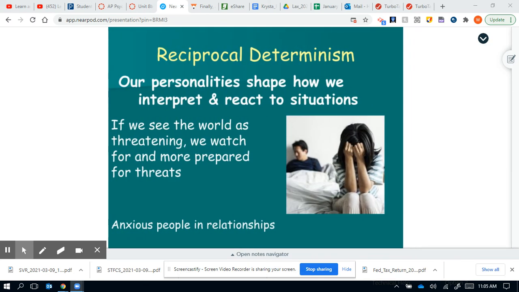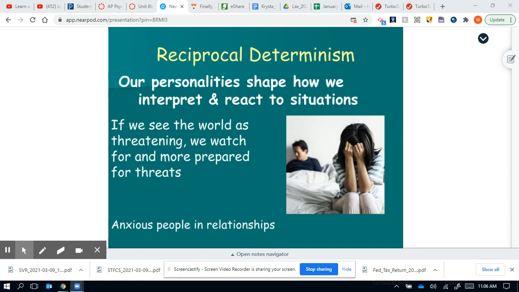Our personalities shape how we interact, how we interpret and react to situations. Has anybody ever dated anybody who overthought everything and always saw little things as a possible threat to the relationship, or they were worried all the time about every little thing? They misinterpreted texts and everything like that. Anybody ever dated anybody like that before? It ended horribly. Yeah. Okay.